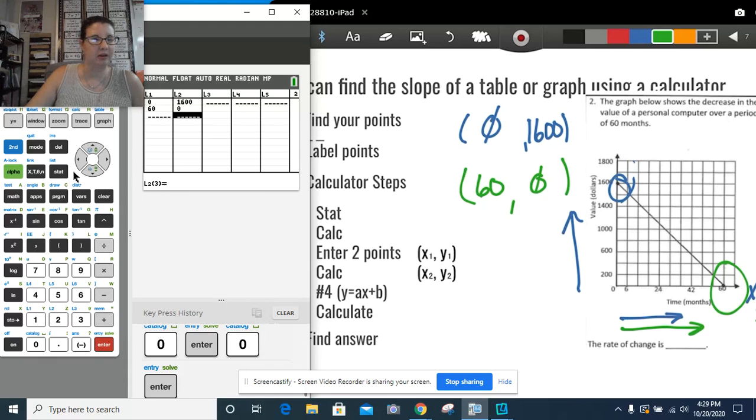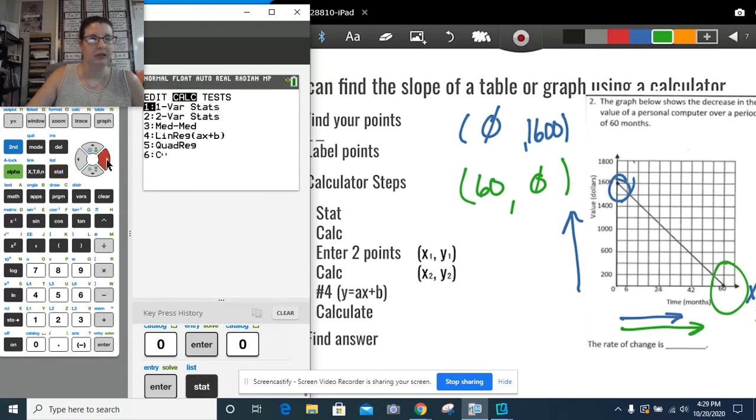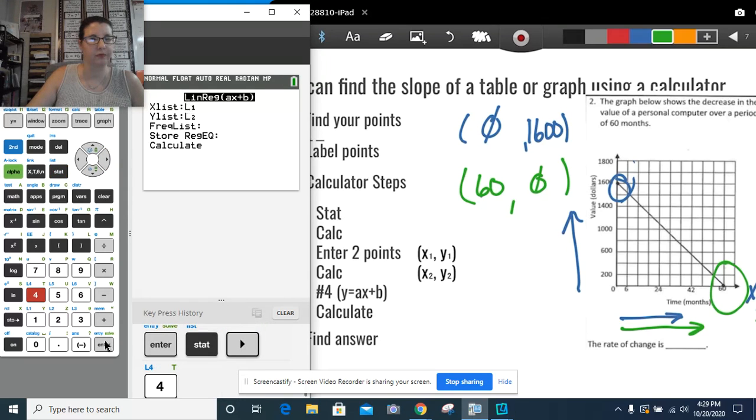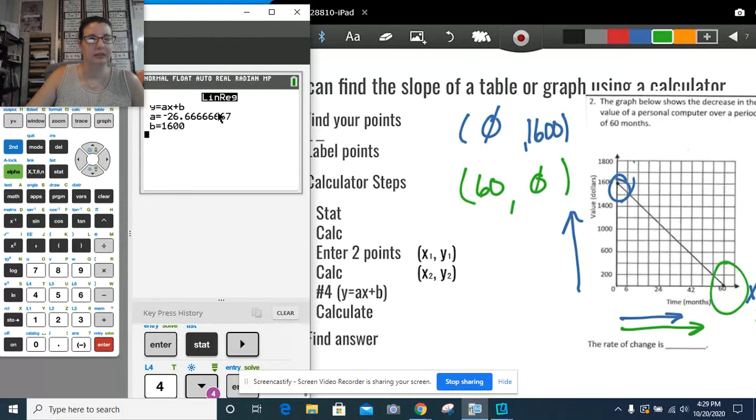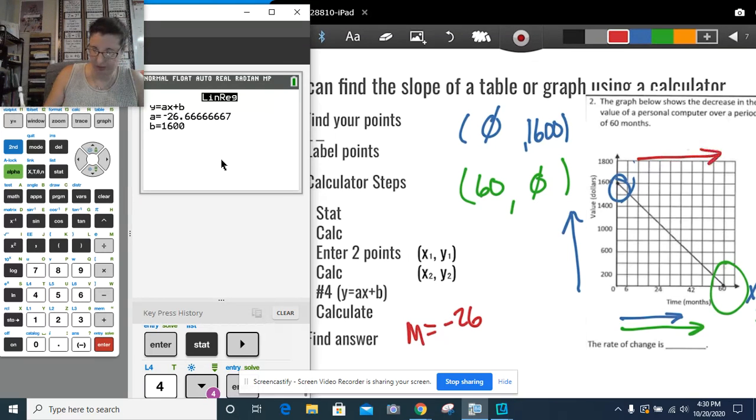Now I need to go back to calculate. So I do stat, arrow over to calculate, and I'm looking for the number 4. I scroll down to hit calculate and enter. And this A, so this says that our M is equal to negative 26, which the line is going down when I'm looking left to right. So it is negative 26.6 repeating.